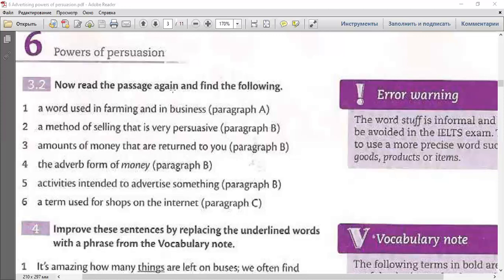Number 3, amounts of money that are returned to you. It's also from paragraph B. So this can be some money that you get back when you pay tax that I also mentioned. It can also mean a discount, or it can mean money back, for example, after you pay tax. Number 3, that's rebates, okay. Number 4, the adverb form of money, that's paragraph B.